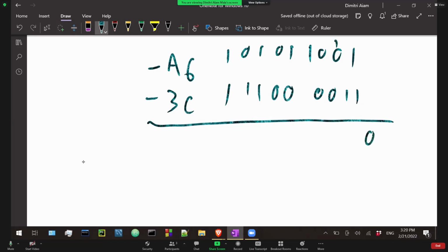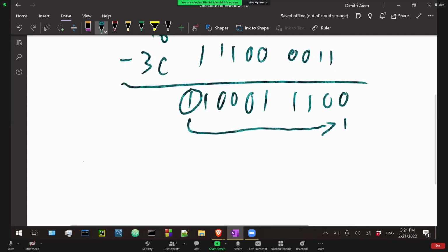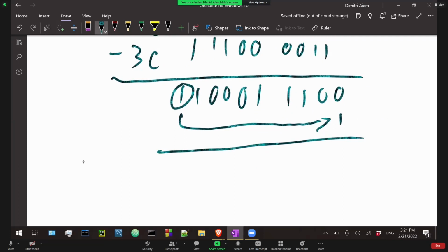So we have one carry over here. We have one carry over here. This carry must be added back over here. And then we add it again since we are doing one's complement. So this becomes 1, 0, 1, 1, 1, 0, 0, 0, 1.